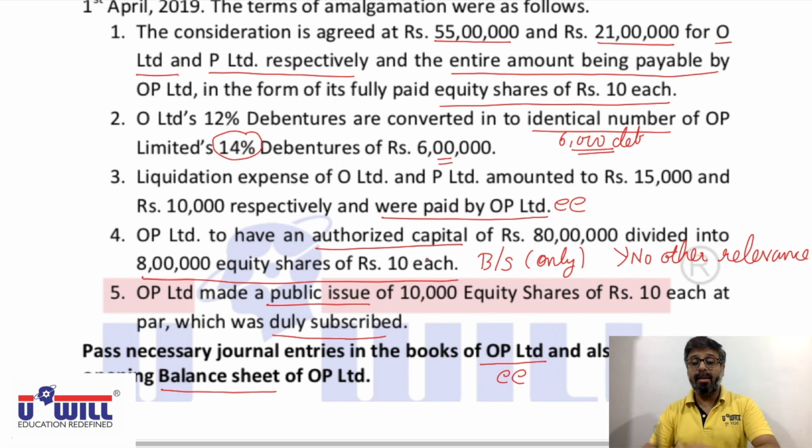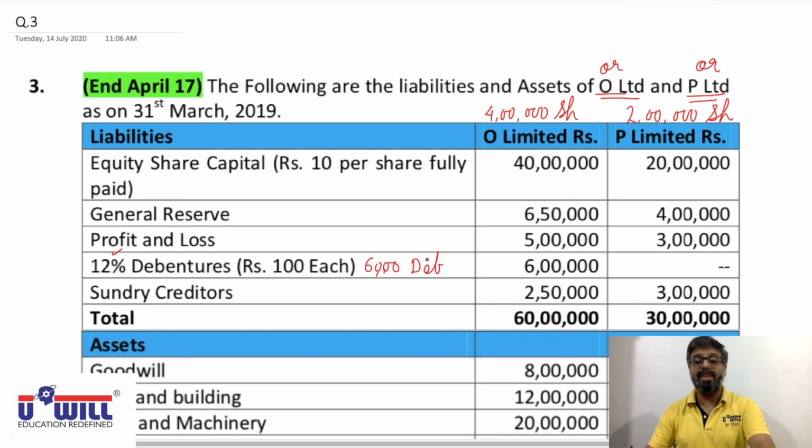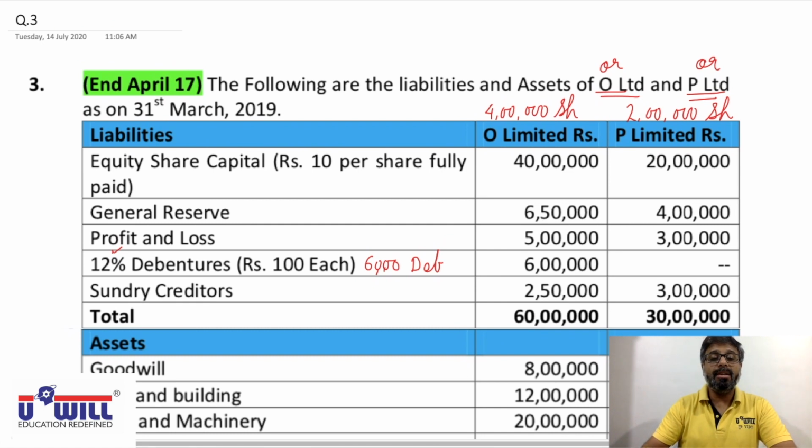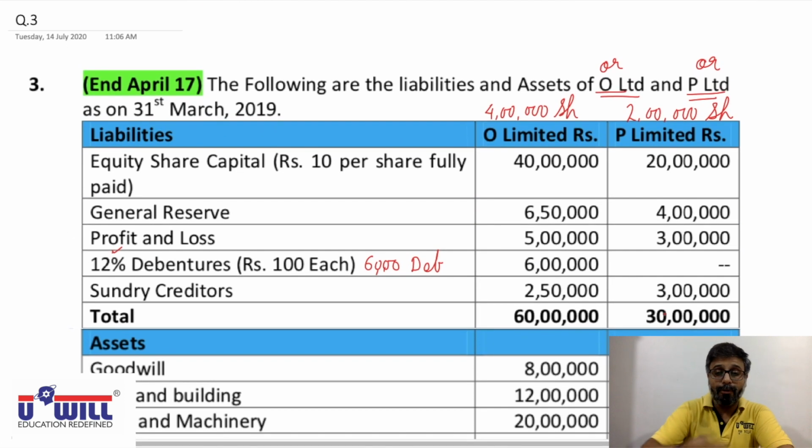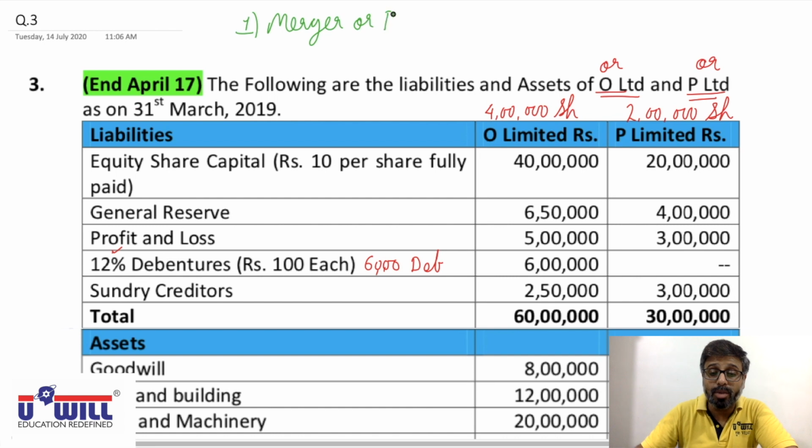If still any confusion, note down somewhere in the notebook. Every question, three things we have to identify. Note down at the top of your notebook or in the summary somewhere, every question we have to identify three things in the beginning. First, is it merger or purchase? Every question do that first.